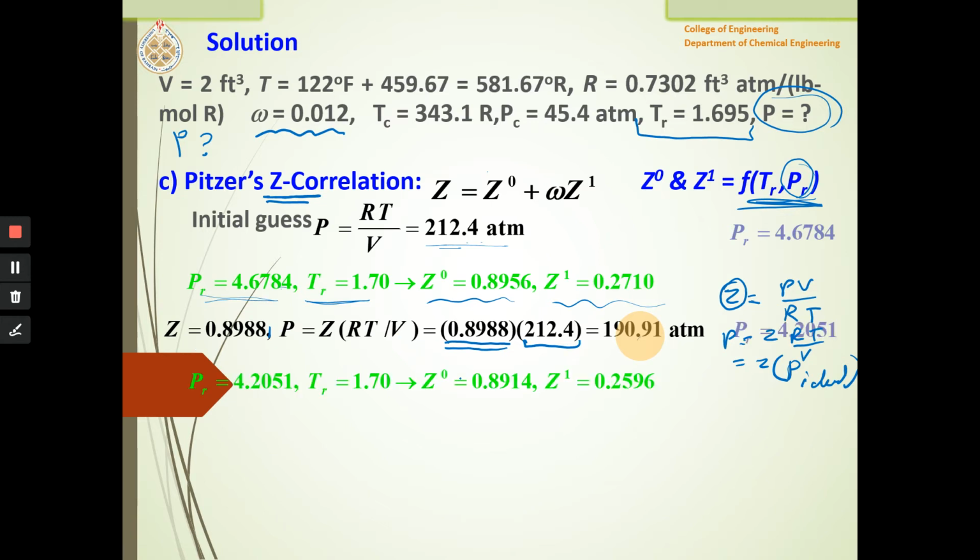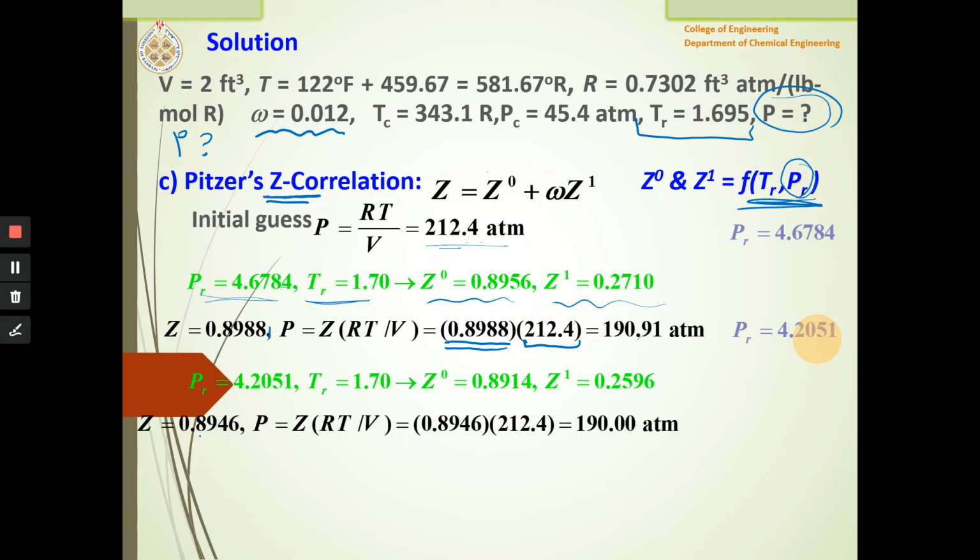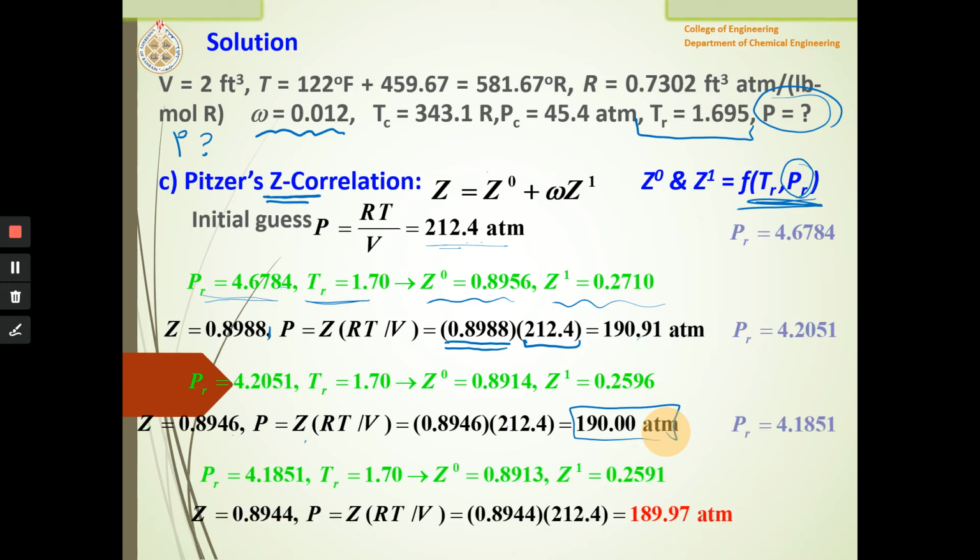And this is what I did here. Look, from the pressure that I calculated, I got a new PR value. From the PR value and TR value, it led me to find Z0 and Z1. Then I will substitute in Z0 plus omega Z1 to get a new Z, and I will multiply it by the pressure. This will give me a new value, look at that, close, but now it will start to be fixed. When you repeat the procedure several times, it will be fixed. So I put 189.97, which is a difference of 0.03 atm. I personally decided to stop.